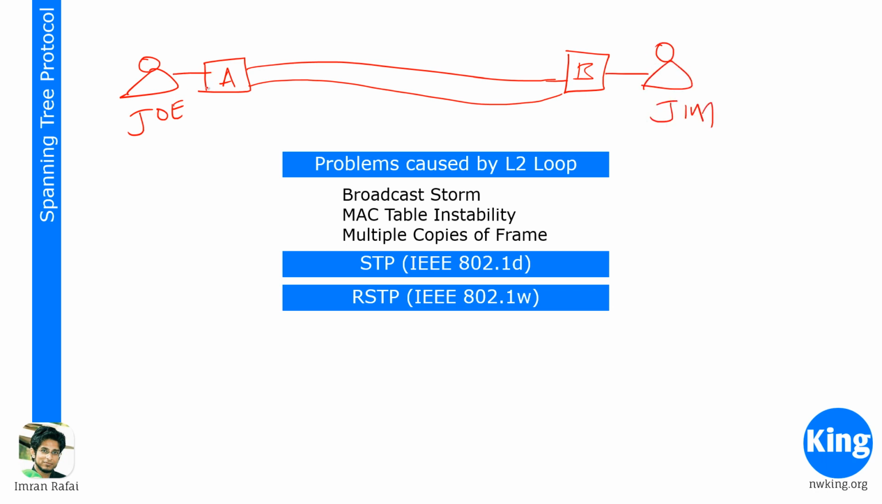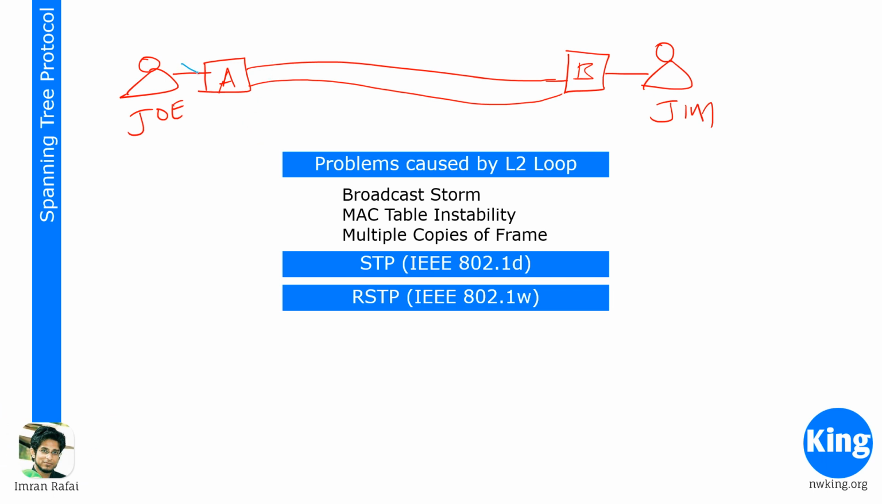If Joe sends a message to Jim, Joe sends that frame onto switch A. Now switch A does not know the MAC address for Jim, so what it does is it would send a broadcast. Now if switch A sends a broadcast, that broadcast goes out in all the interfaces.